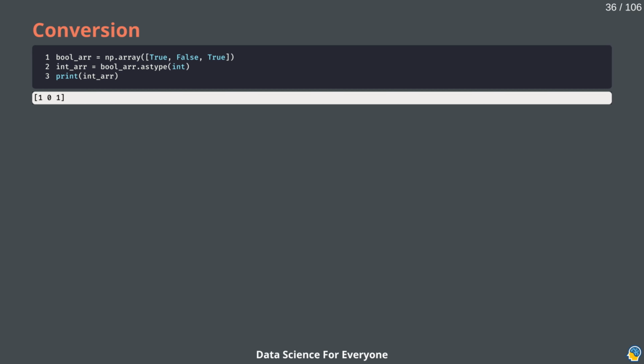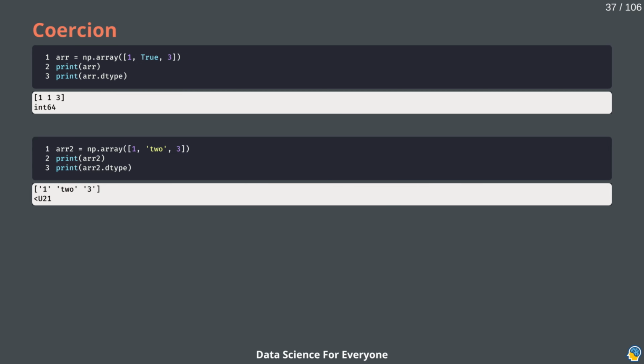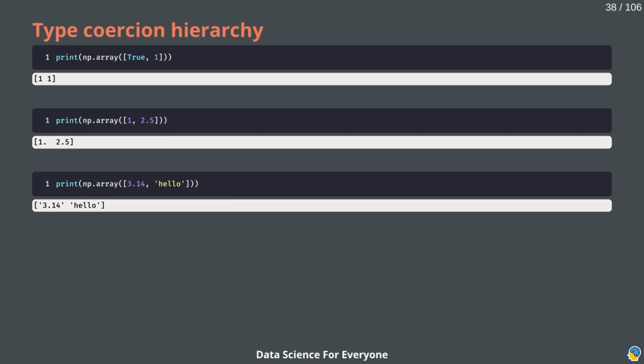If we mix different types in a list when creating an array, NumPy will automatically convert them all to the same type. For example, if one value in an array is a string, everything becomes a string. This automatic conversion is called coercion. If we add a string to an array of numbers, the entire array becomes strings. Add a float to integers and everything turns into floats. Add an integer to booleans and we get all integers.